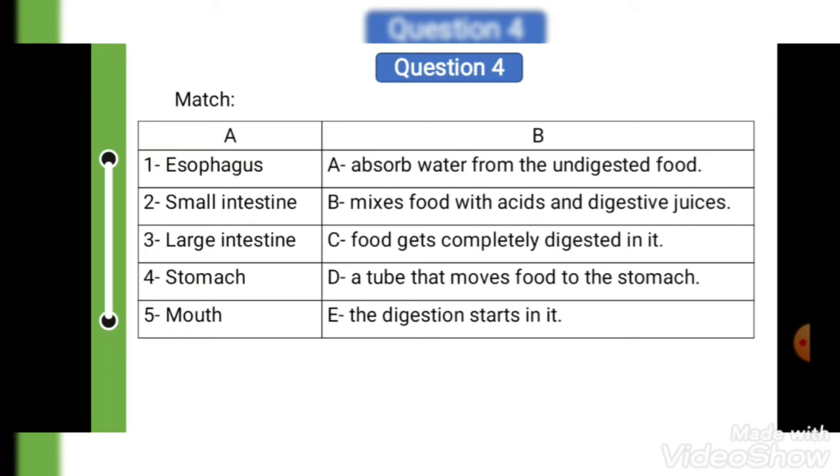Mix food with acids and digestive juices. Food gets completely digested in. Tube that moves food to the stomach. The digestion starts in it.